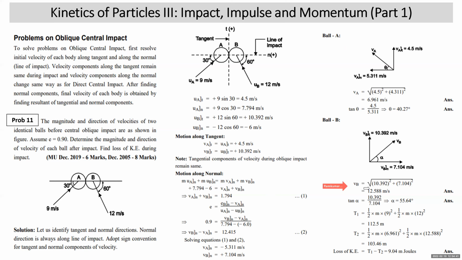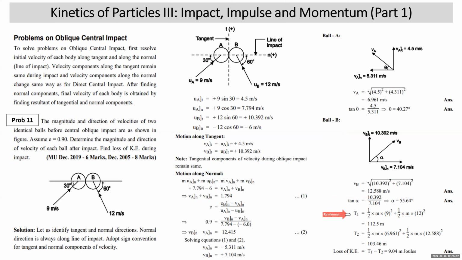VB is equal to square root of 10.392 square plus 7.104 square. You get 12.5. Then angle VB is making with the horizontal, tan alpha is 10.392 upon 7.104. Alpha is 55.64. So this way we have got the resultant velocity of the two balls or two bodies after impact, after oblique impact. Now he is also asking loss of kinetic energy.